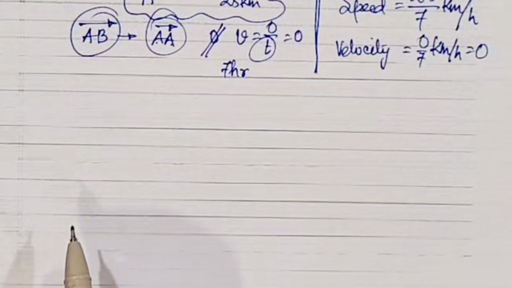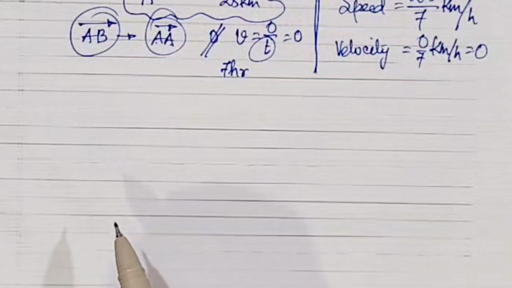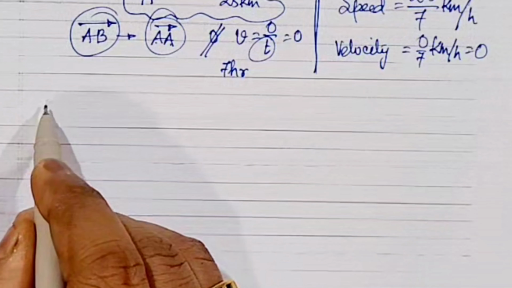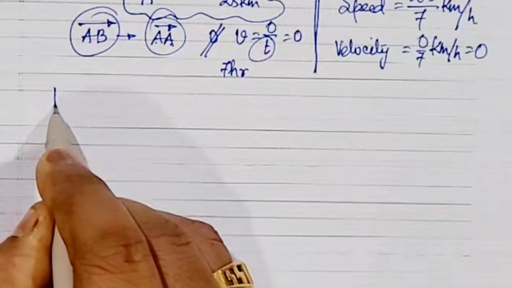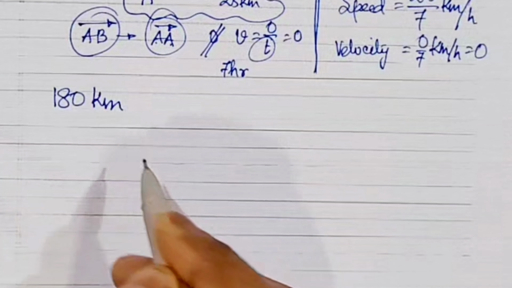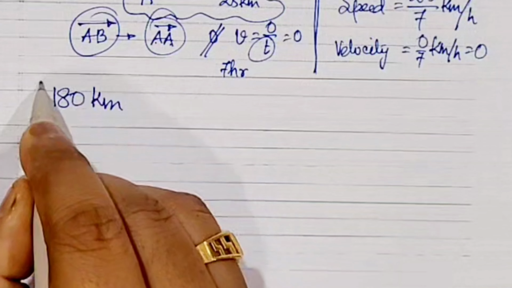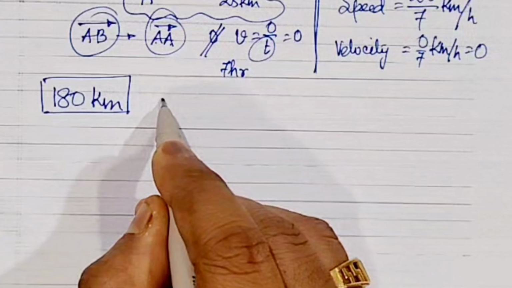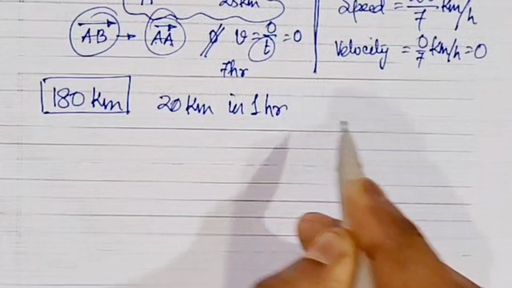Now why do we need speed and velocity? Because none of these mathematical quantities are there without a reason. So let's say we know that a car has been traveling in a particular direction and it has to cover 180 kilometers in terms of the actual road distance, not the displacement. If this is our target, and in the first 1 hour we have traveled 20 kilometers. So 20 kilometers in 1 hour.